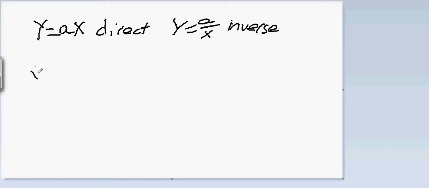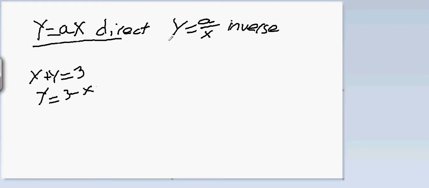So for letter A, we have x plus y is equal to 3. Okay, now this kind of equation, when you write it in y equals form, we have y equals 3 minus x. So when you write it like this, it does not look like this guy, and it does not look like this guy. So this kind of variation is neither. So that's the answer for that one. It's neither. Now, let's look at letter choice B.